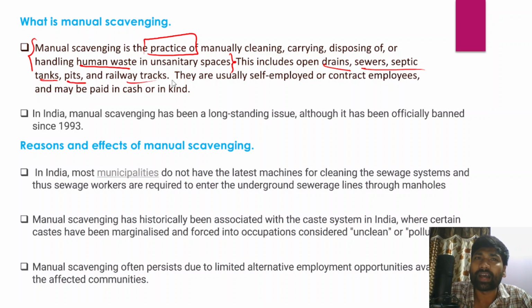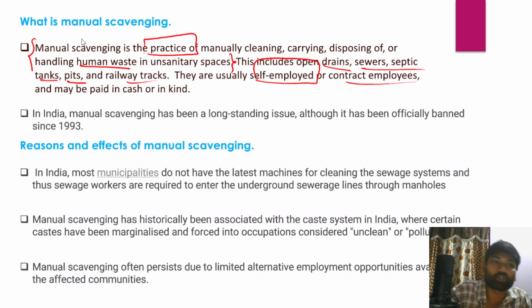As of now, on railway coaches, bio toilets are being introduced, so there is no need for manually cleaning the coaches and even the railway tracks. Therefore, other innovative ways of cleaning human waste need to be introduced, which would help in eliminating manual scavenging over a period of time. They are also usually self-employed or contract employees. They may be paid in cash or kind. This is how you could briefly define manual scavenging.